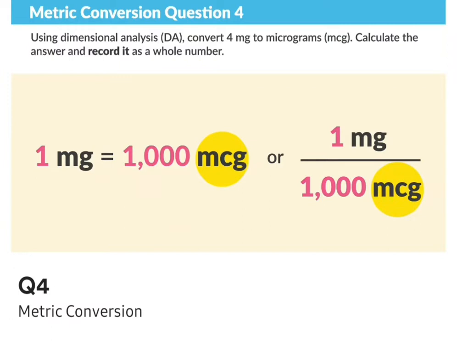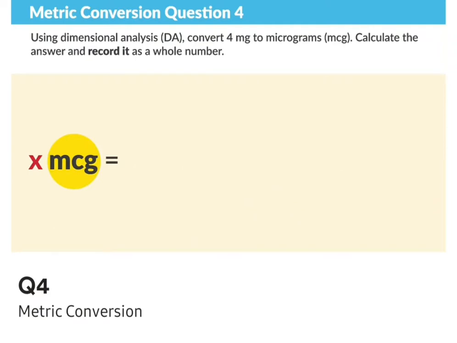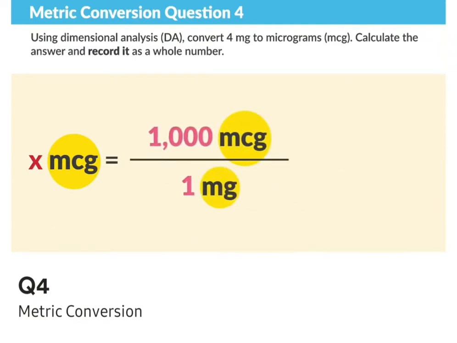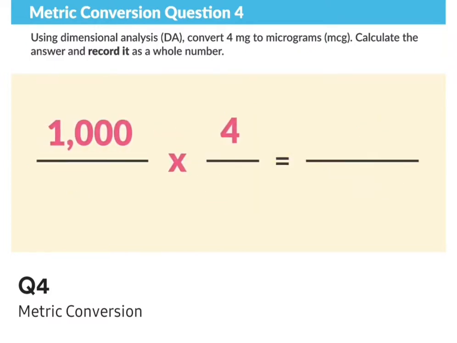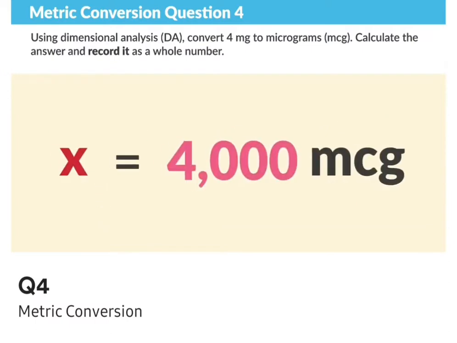Now, what are we trying to calculate? We're trying to calculate micrograms, right? So x micrograms equals 1,000 on top and 1 milligram on the bottom. Now we multiply this by 4 milligrams on top. So now that everything's set up, we can simply multiply across. So 1,000 times 4 is 4,000, and 1 times 1 is just 1. Then we simply divide. So 4,000 divided by 1 is 4,000. So our correct answer is 4,000 micrograms.